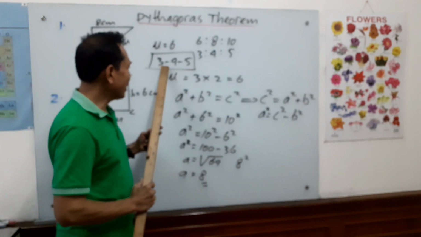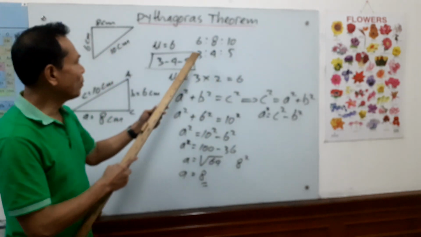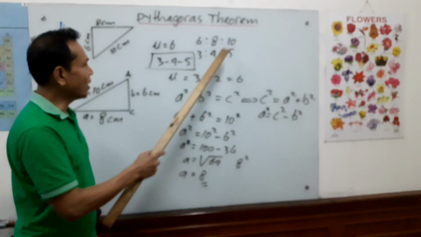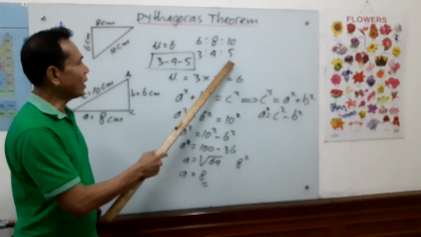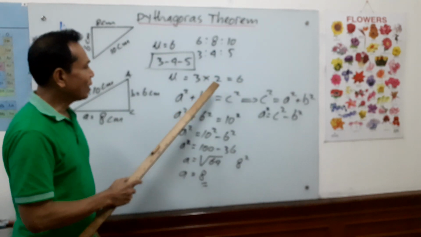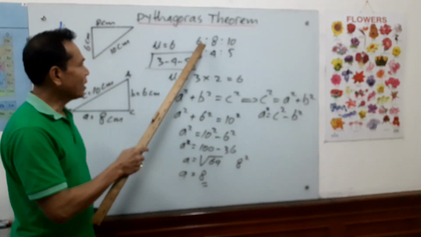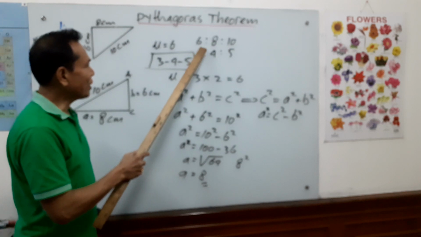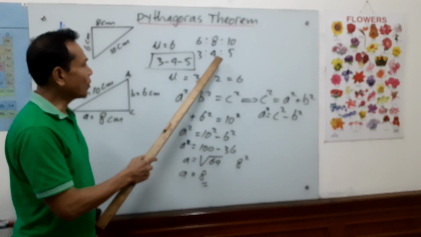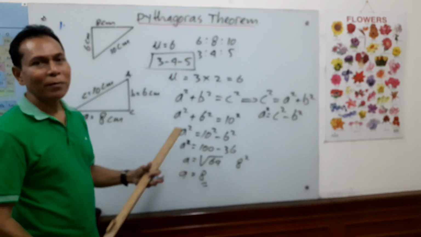Now we multiply this 3 with 2, we get 6. Now 6 we put up here. So the new ratio, 6 to 8 to 10, is 3 to 4 to 5. So 3 times 2 is 6. 6 divided by 2 is 3. So this is the new ratio: 6 to 8 to 10 equals 3 to 4 to 5. So this fits this 3, 4, 5 triangle.